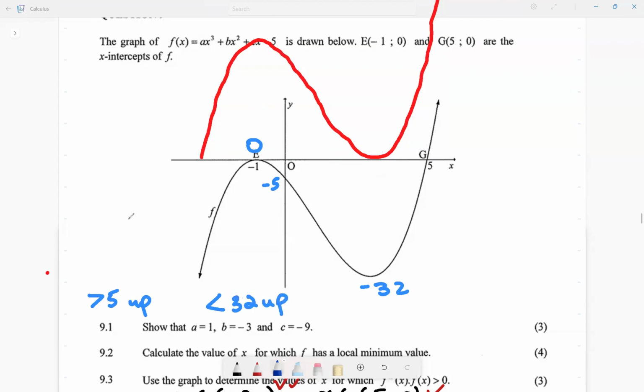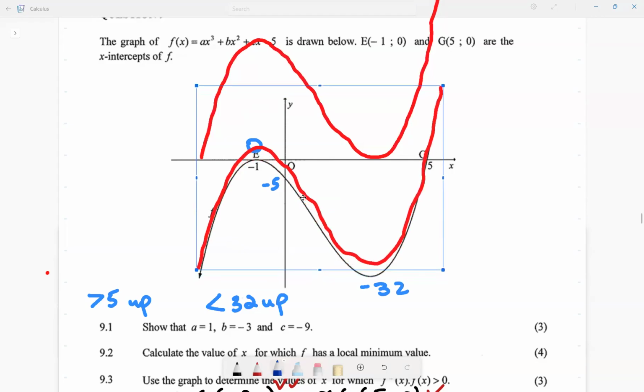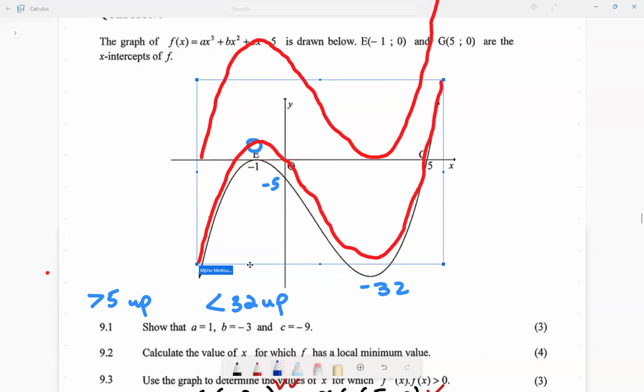So I should move more than 5 units up. Did you agree that when I moved 5 units up, it ended up being something like this? Let me redraw that graph. It was something like this. When I moved it exactly 5 units upward, it had what?